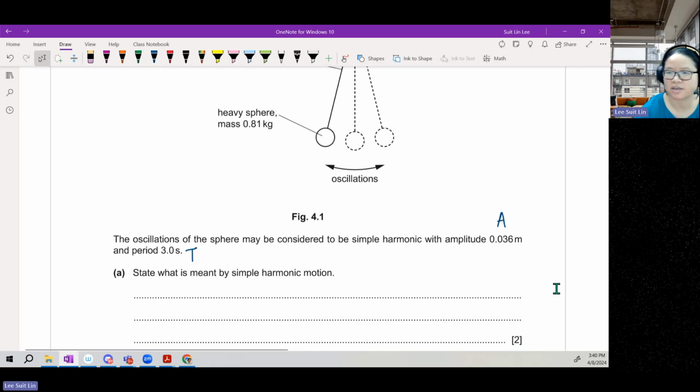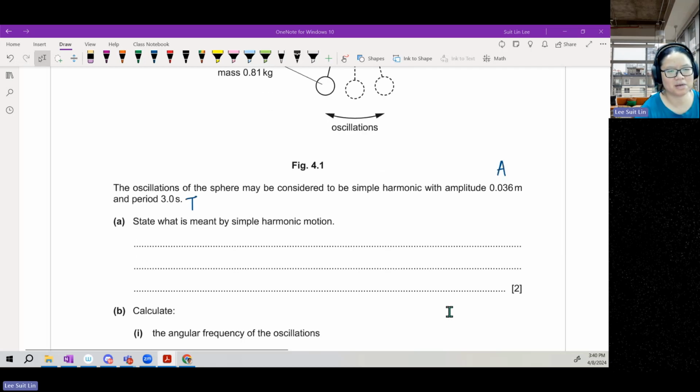Wow, nice lah. They give us the important constant straight at the beginning of the question. Chef kiss. Looks easy. Okay. State what is meant by simple harmonic motion. A is proportional to negative x. So you've got to write that down in a sentence.